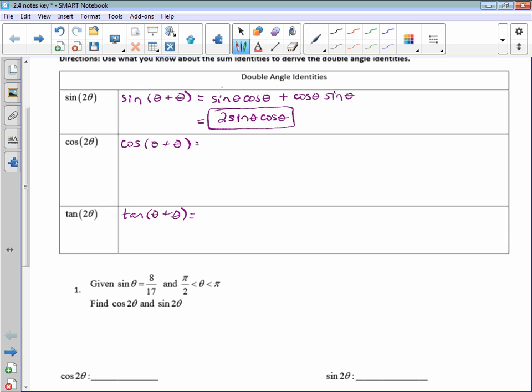Okay, so let's look at our cosine one. So that would be cosine theta cosine theta minus sine theta sine theta, right? So that's just cosine squared theta minus sine squared theta. That is one of them. We can have 2 others of this one.